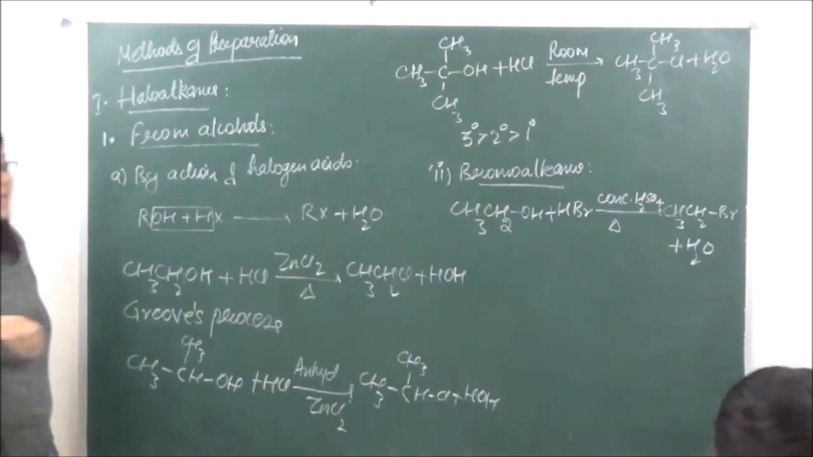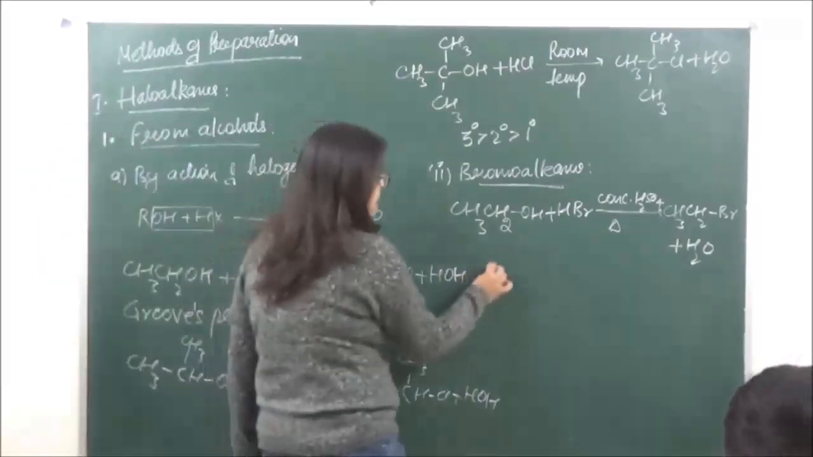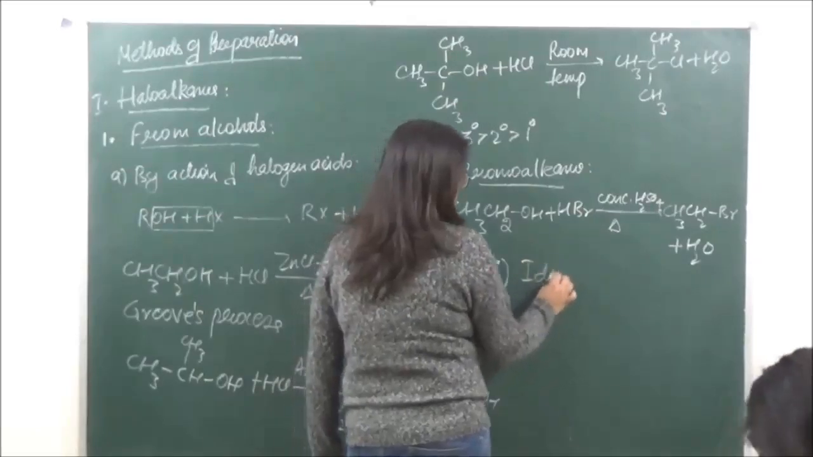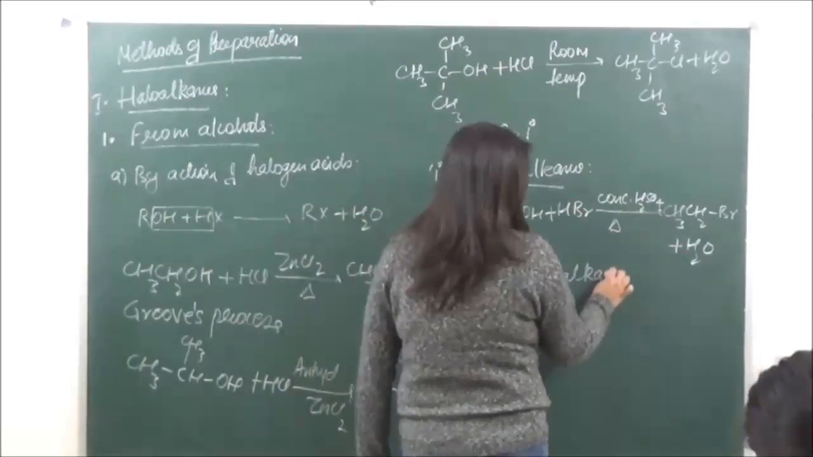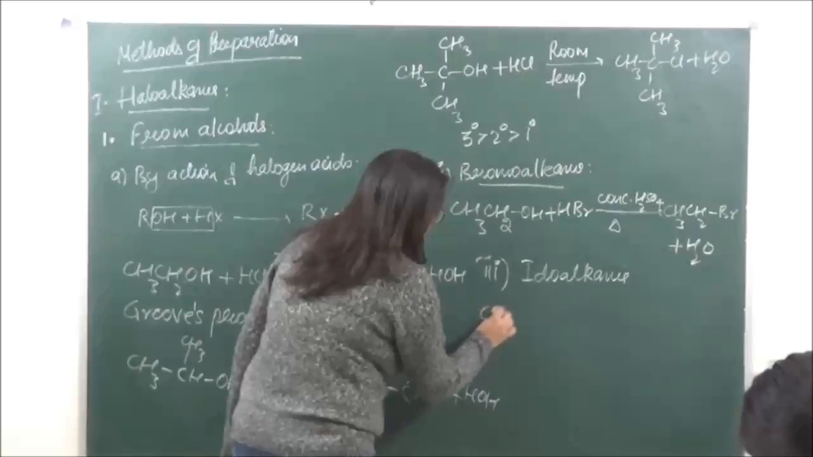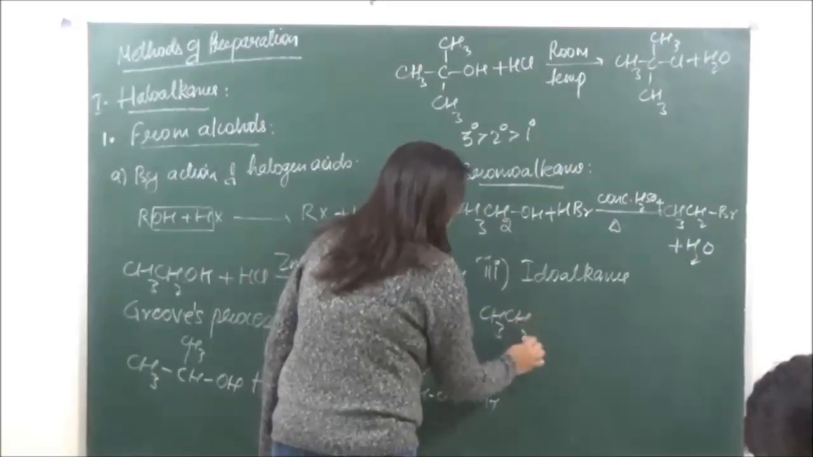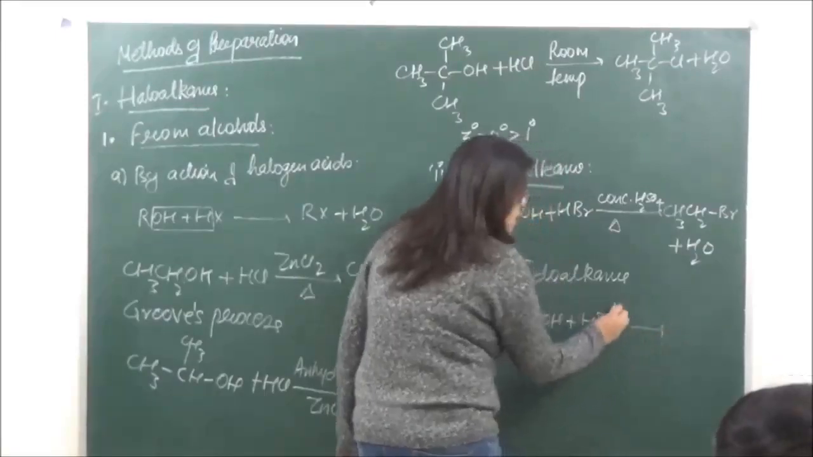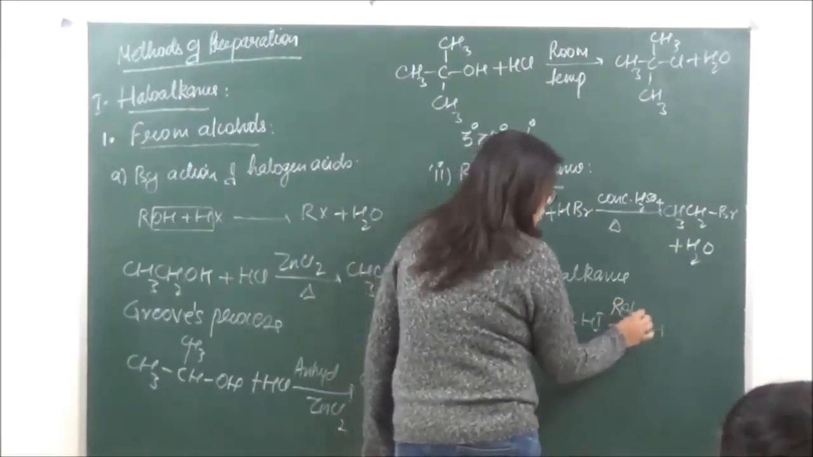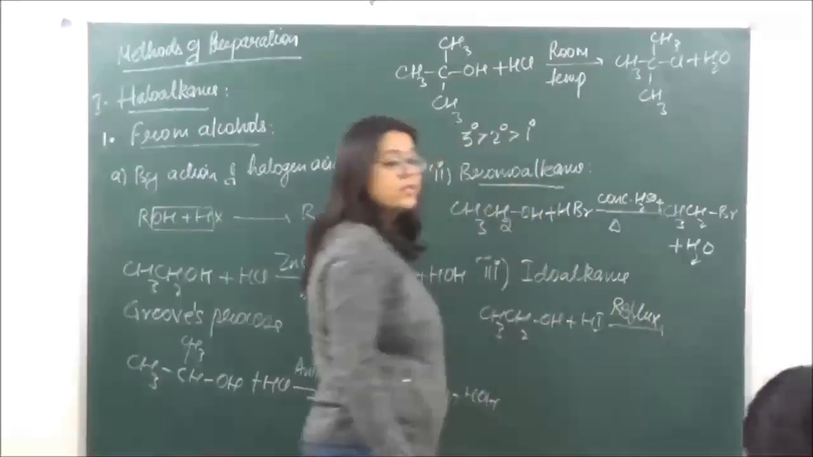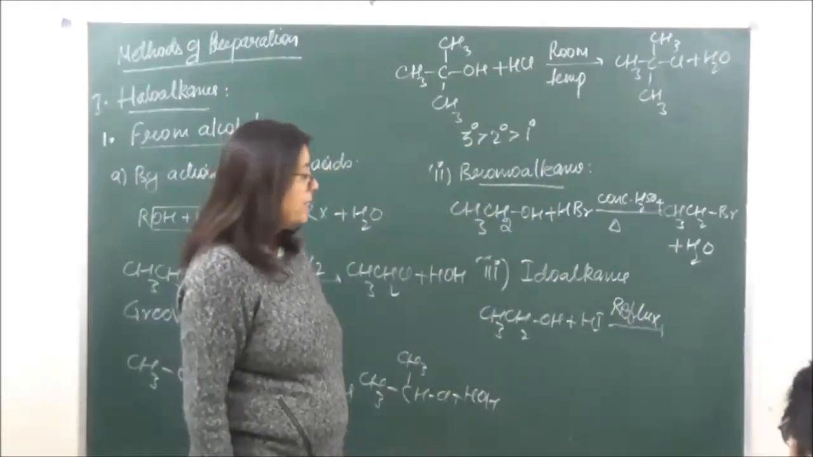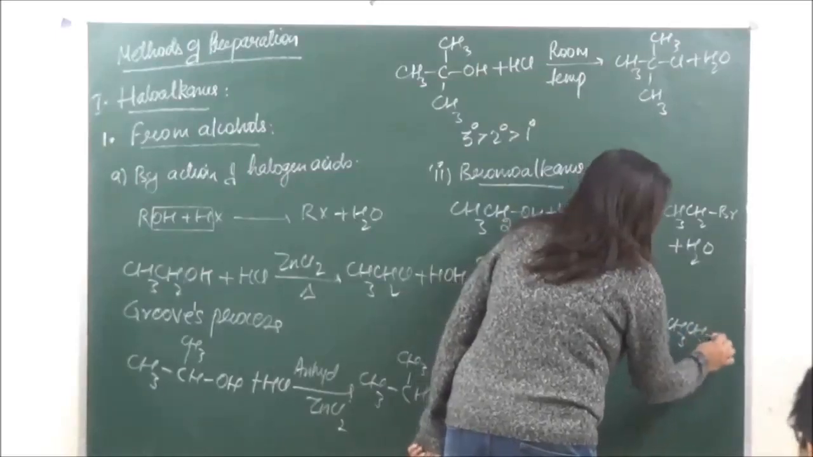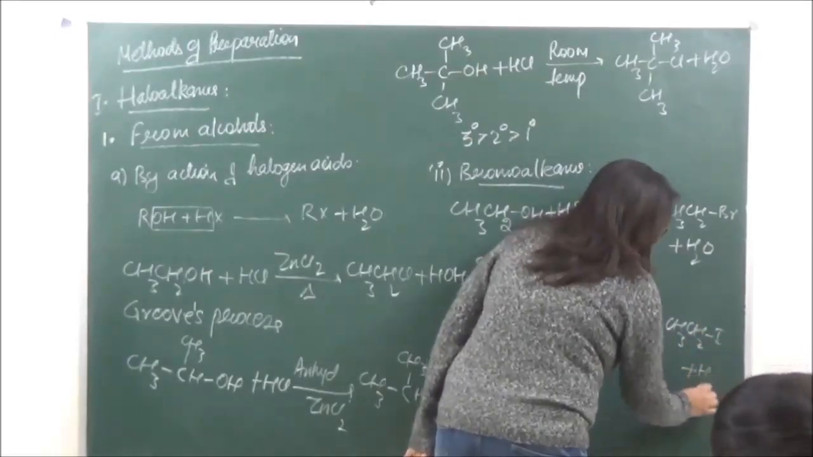Okay? And finally, how will we prepare the iodoalkanes? Iodoalkanes can be prepared by reacting with HI and just simply refluxing. We do not need any reagent in this case, right? So जब हम इसको reflux कर रहे हैं, so we are going to get CH3CH2I plus water.